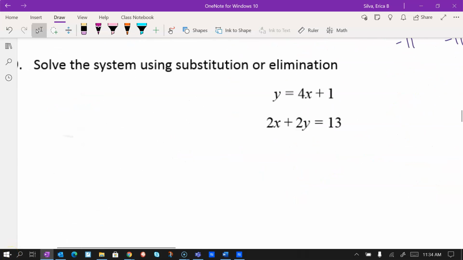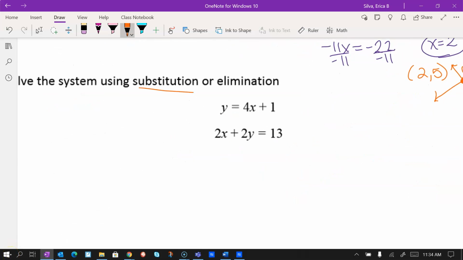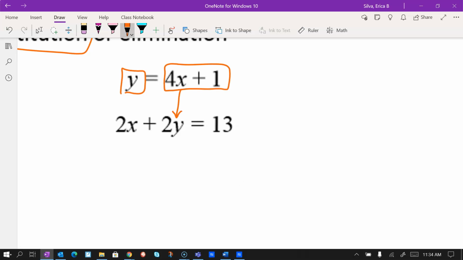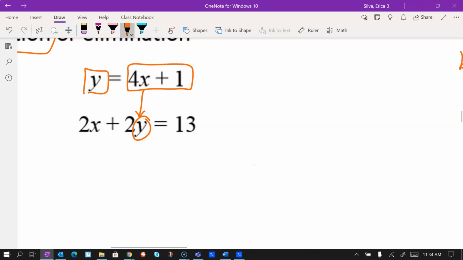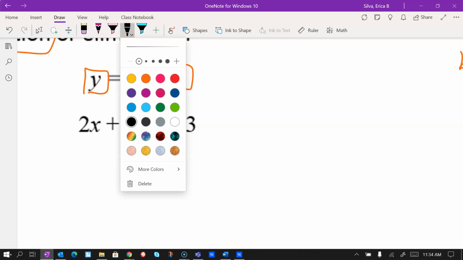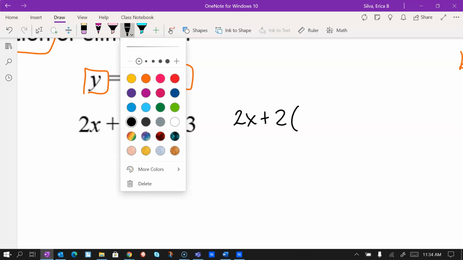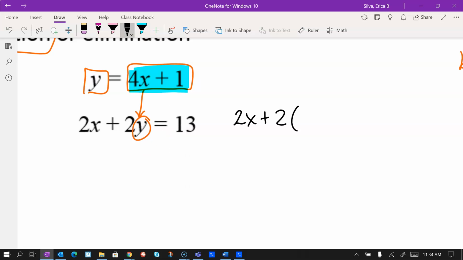Okay, for the next one, we're going to solve using the substitution method. Since the y is already solved for, we're going to use this expression and plug it into the second equation where the y is. So I'm going to rewrite it. We've got 2x plus 2 times, that's what we're going to insert for y, 4x plus 1, because that's substituting that y, is equal to 13.